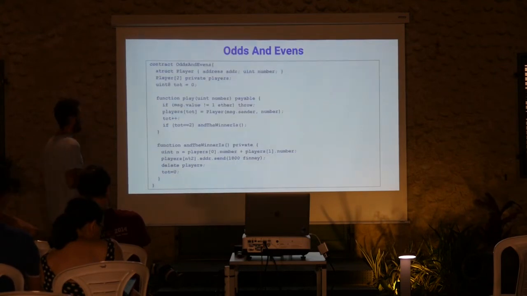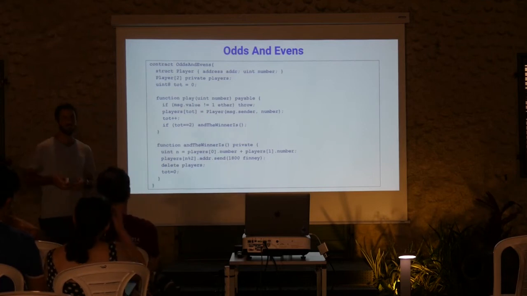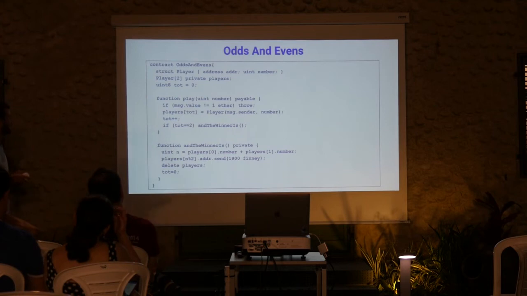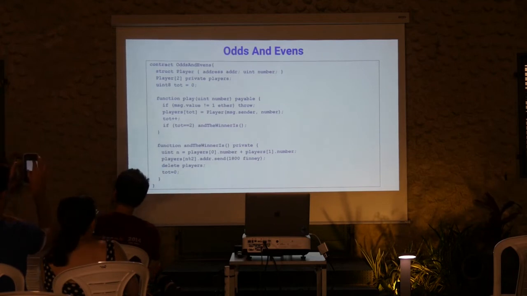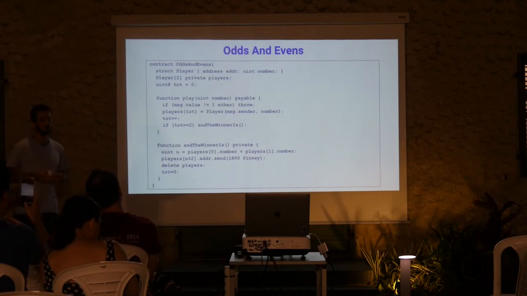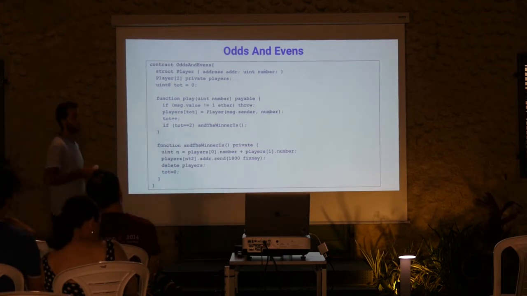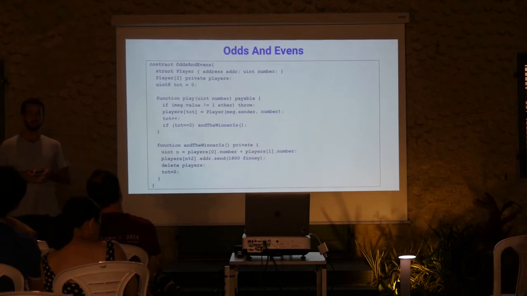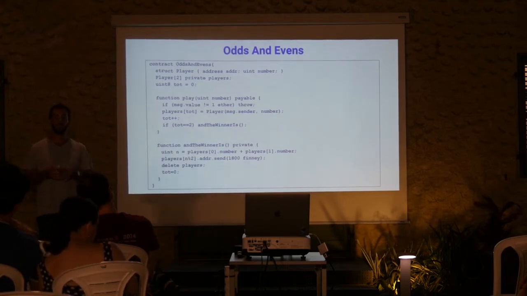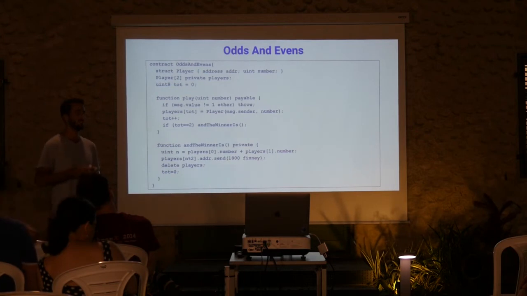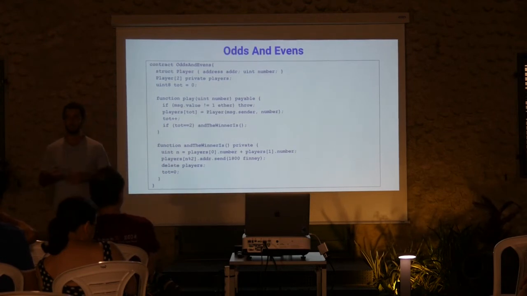All right. Odds and evens. This is a stupid game. And here we have an array of players. A player is an object which has an address and a number. And in this game, each player needs to choose a number. And when we have two players, we compensate the winner. We calculate the winner by summing the two numbers, and if the sum is even, then the first player wins. If it's odd, then the second player wins.